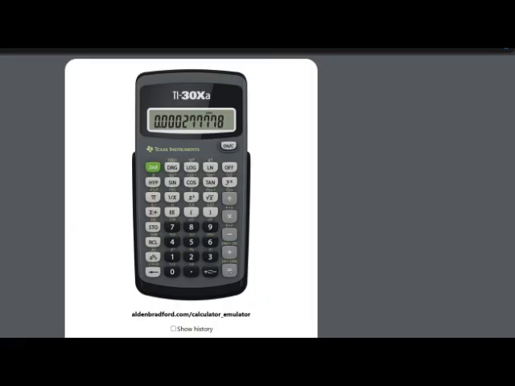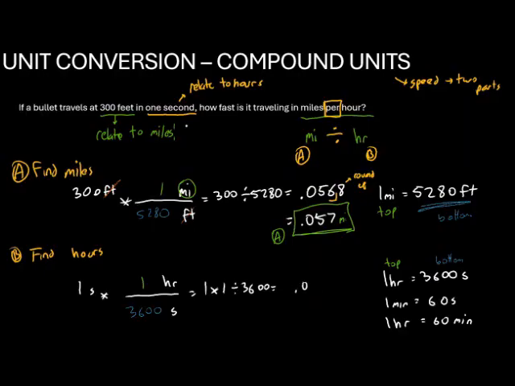0.0002 followed by a number of sevens. We can round this to 4 decimal places and just say 0.0003. This will be our answer for part B. Now that we have our answers for part A and B, let's do our division. Our answer from part A was 0.057, and our answer from part B is 0.0003.